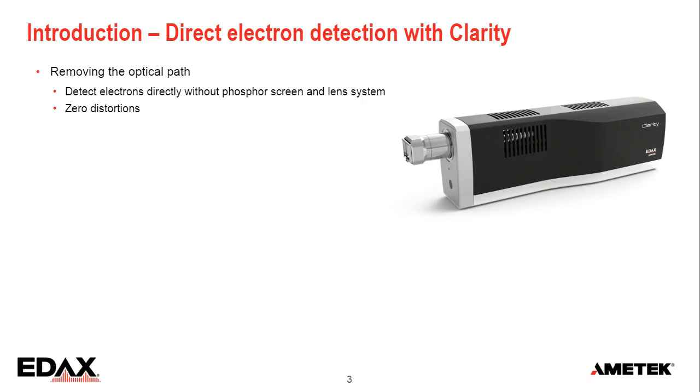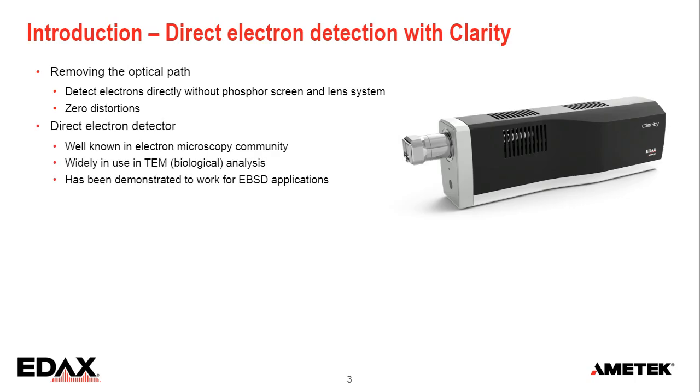This is with the Clarity detector, that is the direct electron system from EDAX. And during the development, one of the things we wanted to do is provide a detector that was extremely sensitive and completely distortion-free. So to do that, we had to remove the optical path. So there's no phosphor screen, there is no lens system, and the electrons are coming directly onto the sensor, which means there's also no distortions introduced during the signal detection.